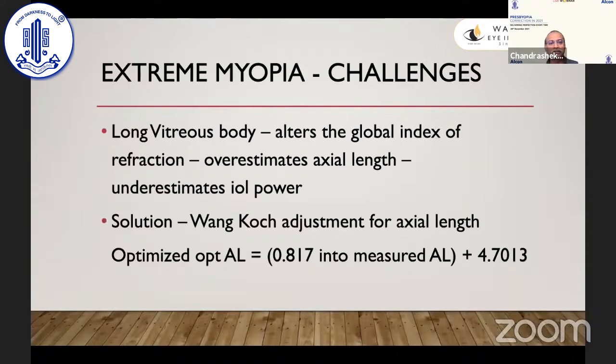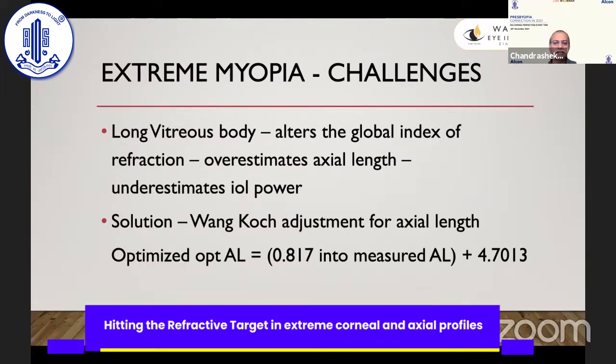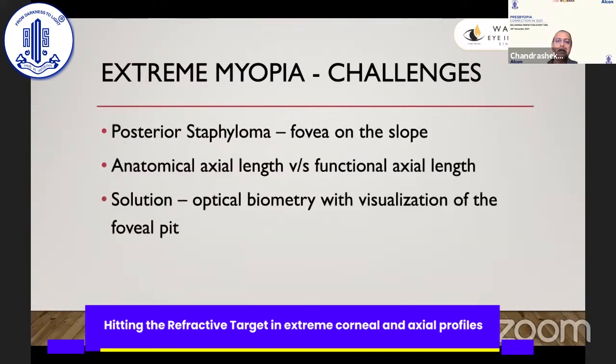There are two challenges here. The vitreous body is long, and therefore it overestimates the axial length, and that's why we have to use the Wang-Koch adjustment in the traditional formula. The second problem is posterior staphyloma. The fovea is lying on the slope, and we do not want the anatomical axial length. We want the functional axial length. That means the distance along the line connecting the corneal apex and the fovea. And the solution is optical biometry with visualization of the optic pit.